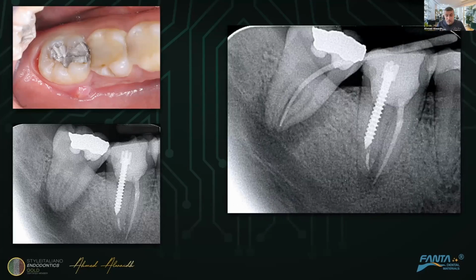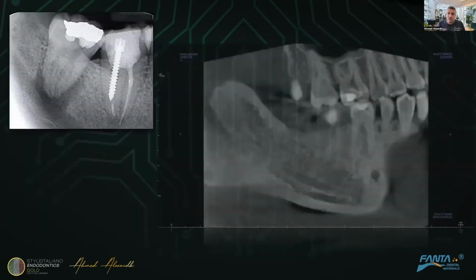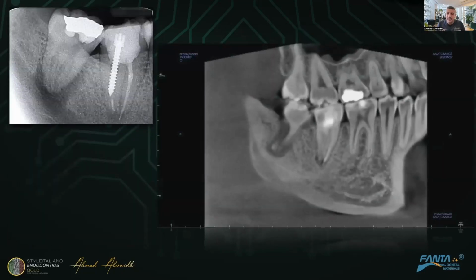But again, this is two-dimensional imaging. And you know, we have proximity to the inferior dental nerve. So it's better to check with cone beam CT. And when I took the cone beam CT, now look at the difference. Now you will see the real size of the lesion.